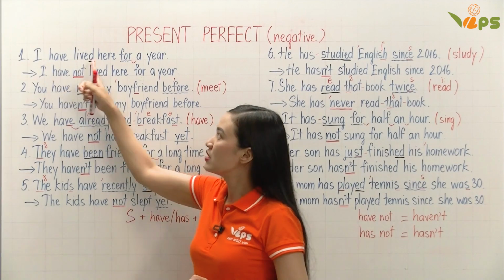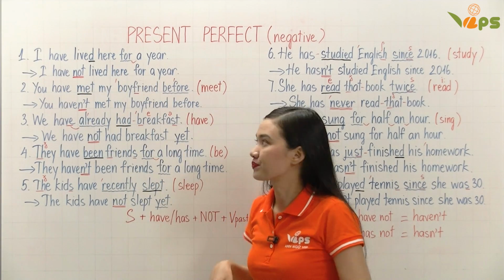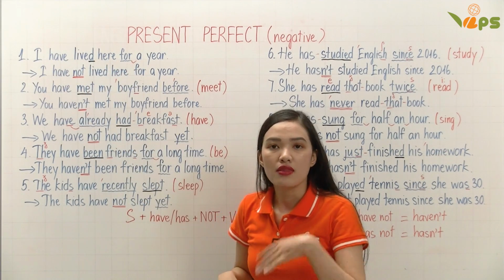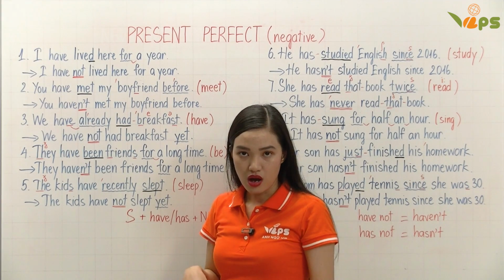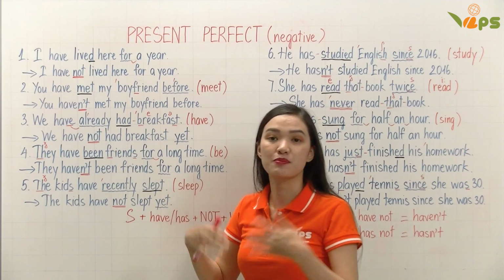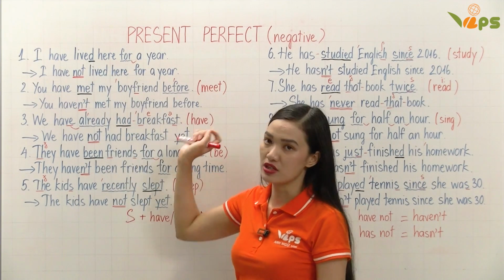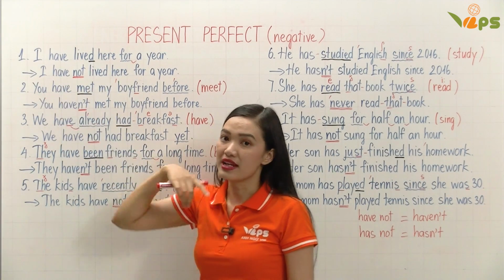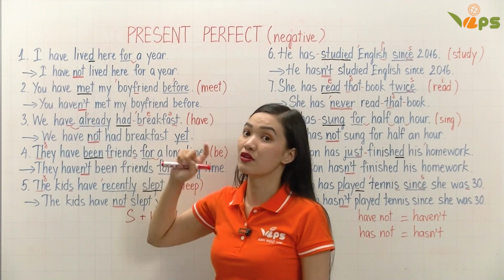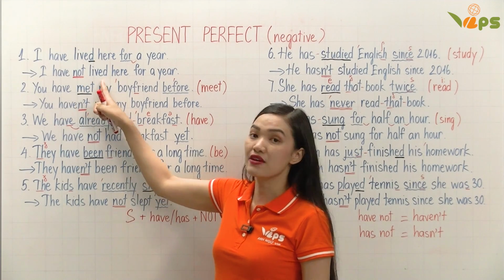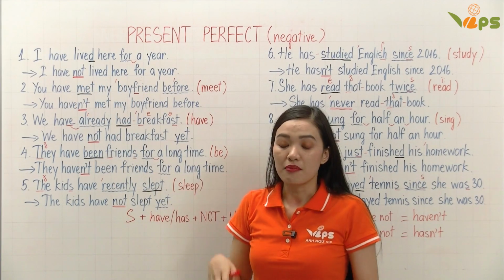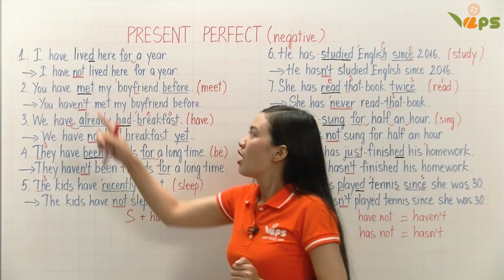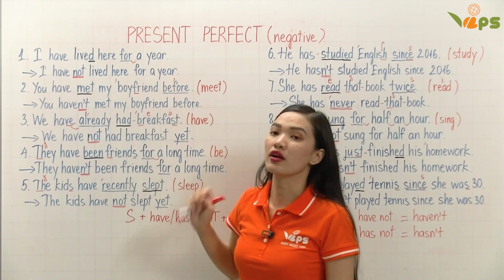Number 1, I have lived here for a year. Affirmative form. That means a year ago, I moved here and I'm living here. Okay, it's been a year. I have lived here for a year. Lived, we add d for regular verbs. Now, for the negative form, not between have and verb 3, I have not lived here for a year. That means I used to live here, but a year ago, I left this place.